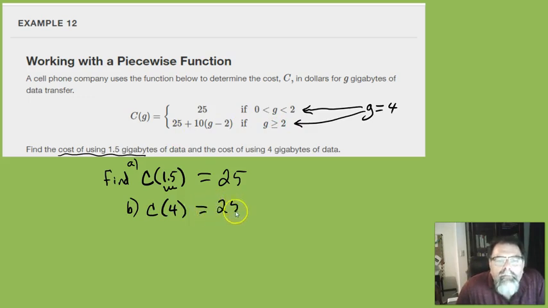So I'm going to do 25 plus 10 times (4 minus 2). So you plug in the 4 for the G. 4 minus 2 is 2. So that's $20 plus 25 is 45. So it's $45.